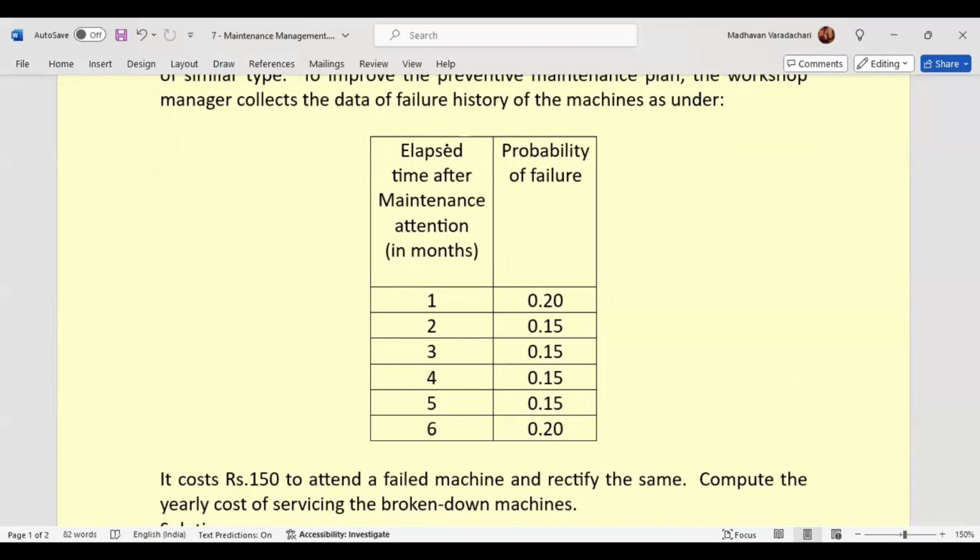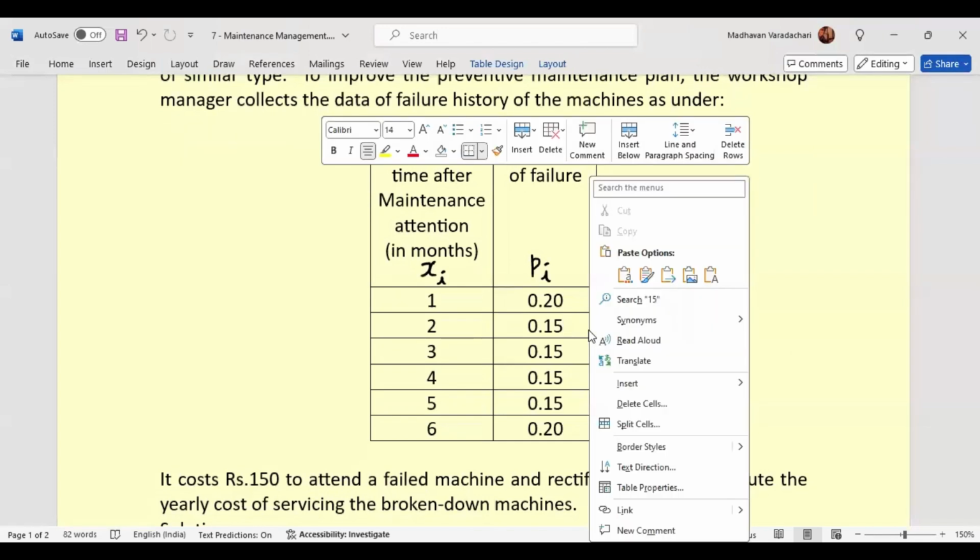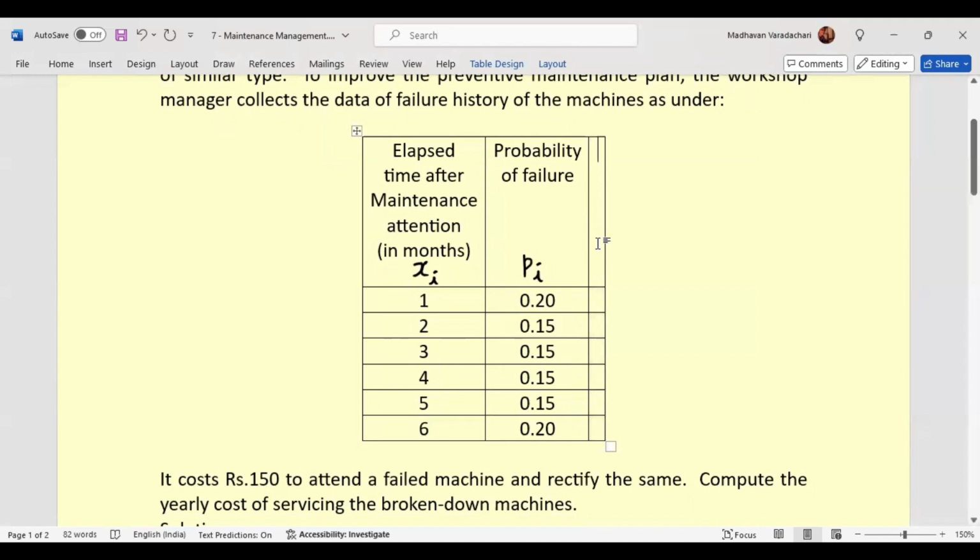Here we will consider this elapsed time after maintenance attention as variable x. We'll call it xi. The probability of the corresponding failure is pi. So we'll create one column here to find out the expected time before the next failure, meaning we will calculate the expected value. So here we will consider this as xi into pi.